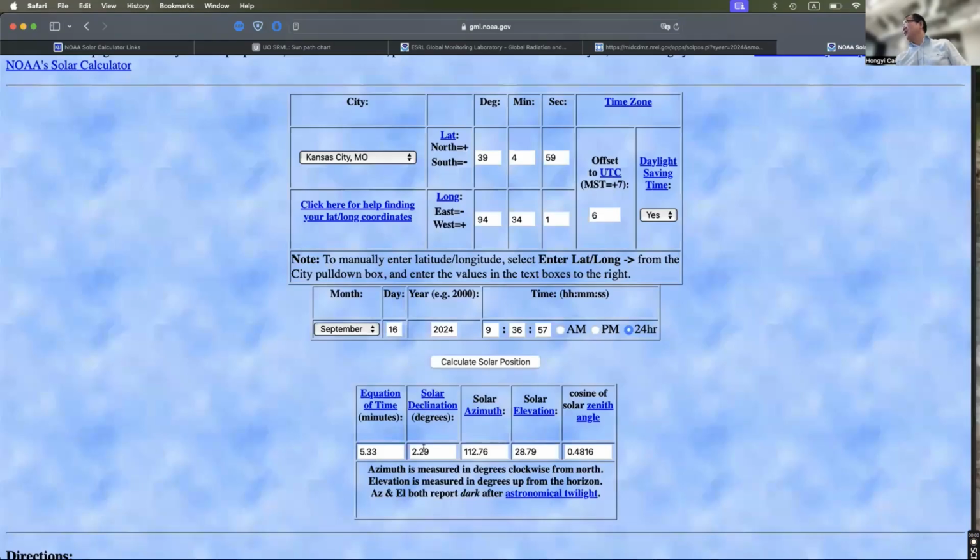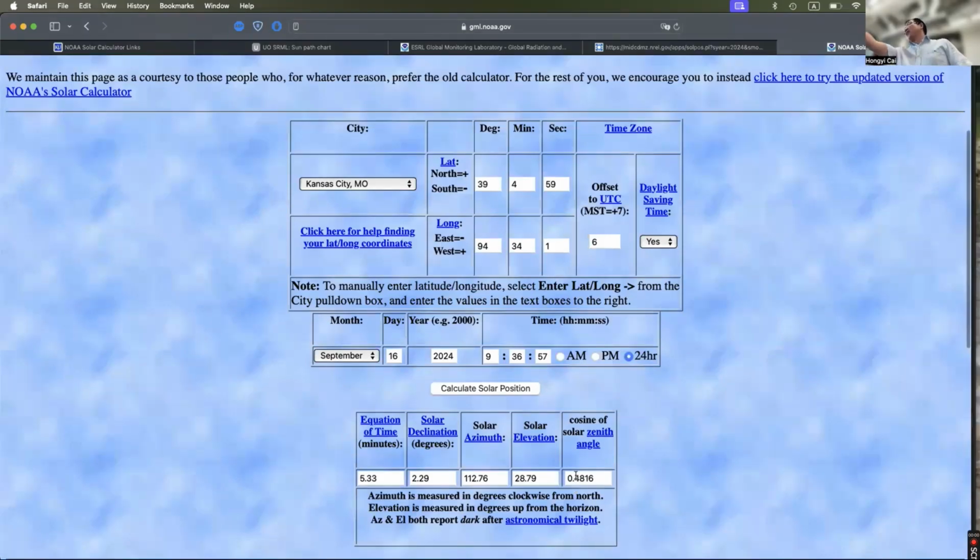So you have your solar azimuth angle like this, solar altitude angle like this, and the cosine of the solar zenith angle, you don't care about that. So we have the solar azimuth and solar altitude angle. This is a bit different from these angles. Why? Because we just have a few minutes difference. That's the difference. Also, we used Kansas City, right? Not Lawrence.